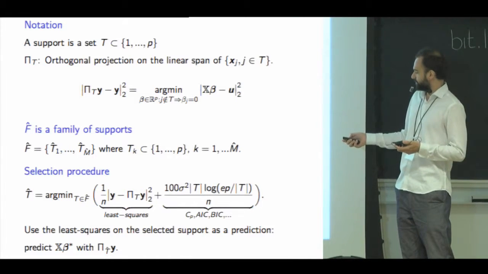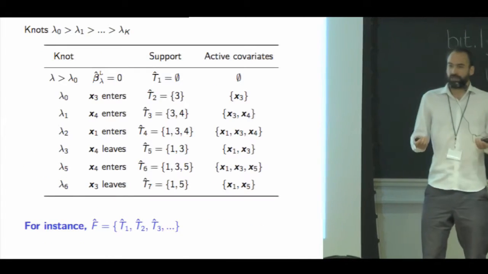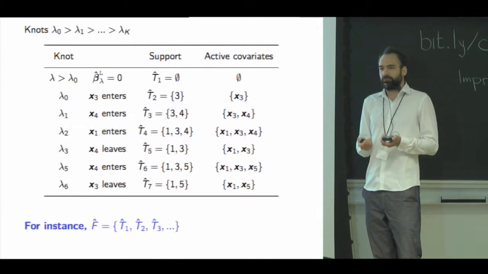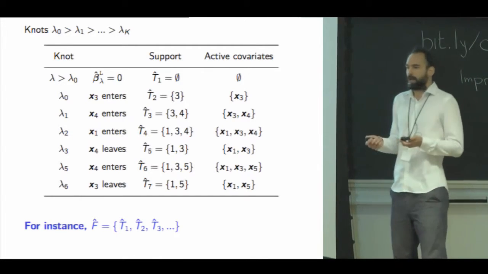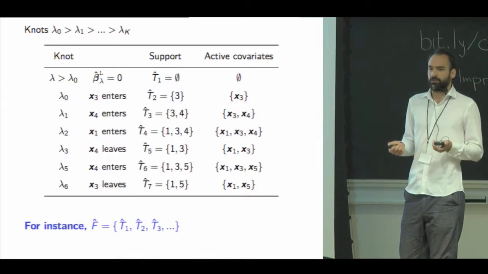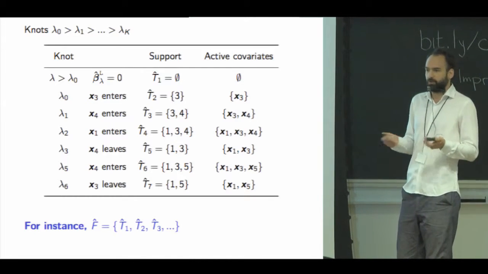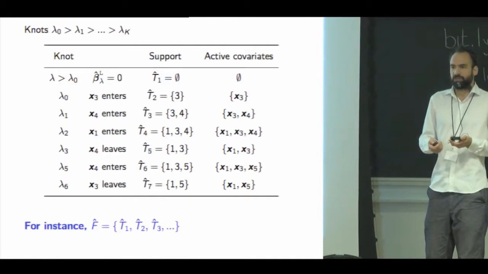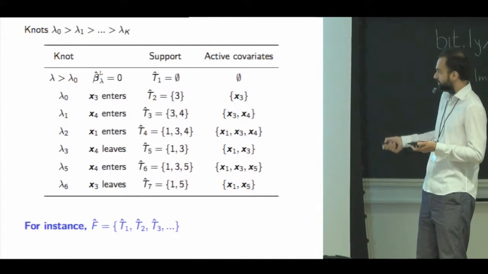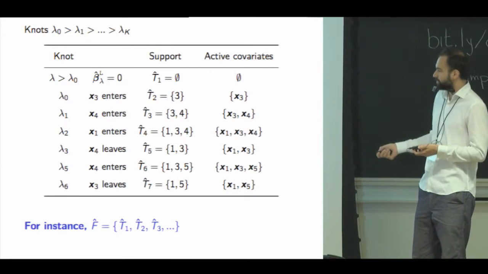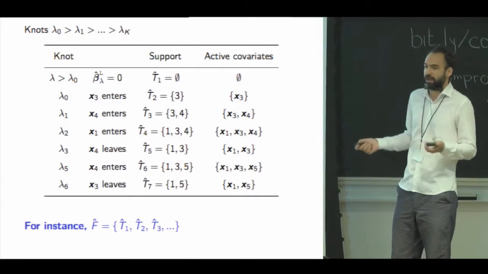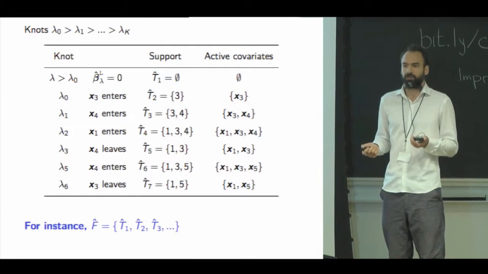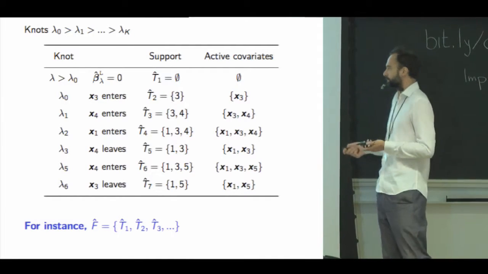So if I come back to the first slide on the regularization path of the lasso, you could think of F hat as a set of plausible active sets, of plausible supports. If you look at the regularization path of the lasso, at every knot you get a new support. So for instance, F hat would be the set of all the supports that appear on the regularization path of the lasso.